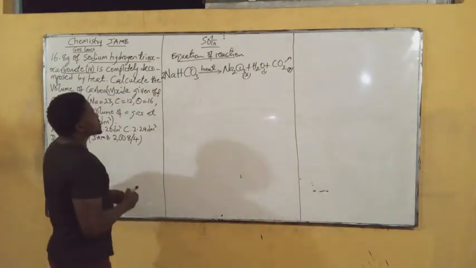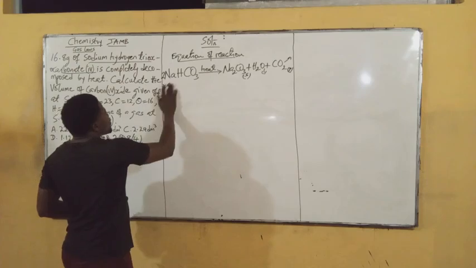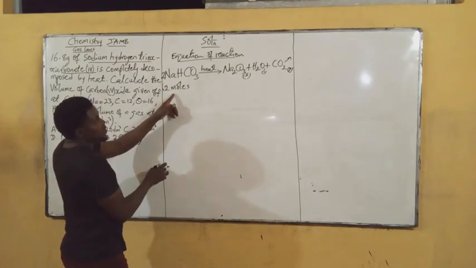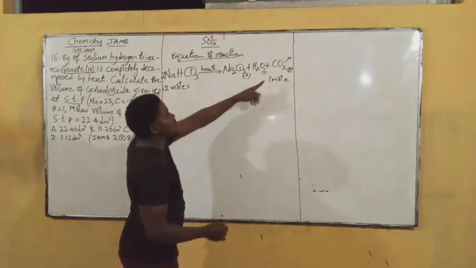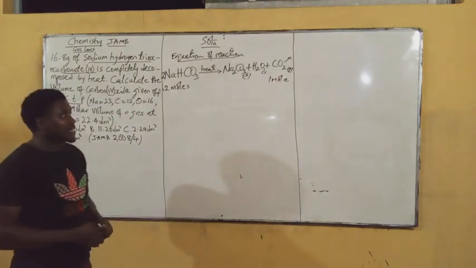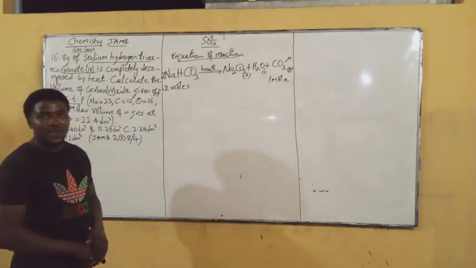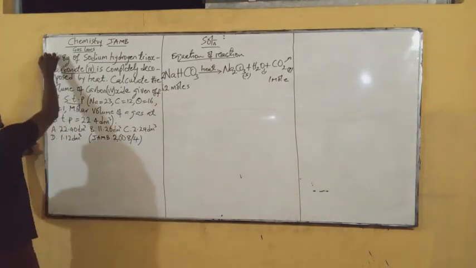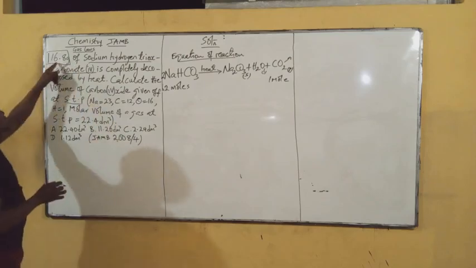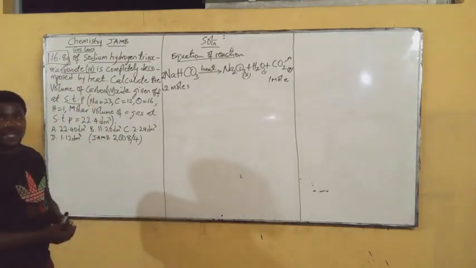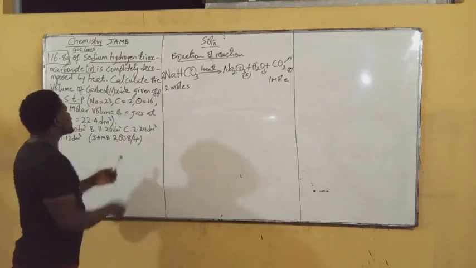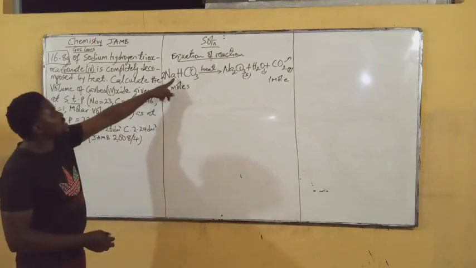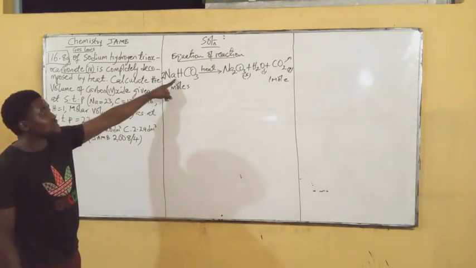With this equation, you see that 2 moles of the sodium hydrogen trioxocarbonate(IV) liberated 1 mole of the carbon(IV) oxide gas. Since 2 moles liberated 1 mole, and they gave us the mass of the sodium hydrogen trioxocarbonate(IV) that was decomposed, we can find the amount. From the information provided in bracket, you see that we can calculate the molar mass of this particular compound.